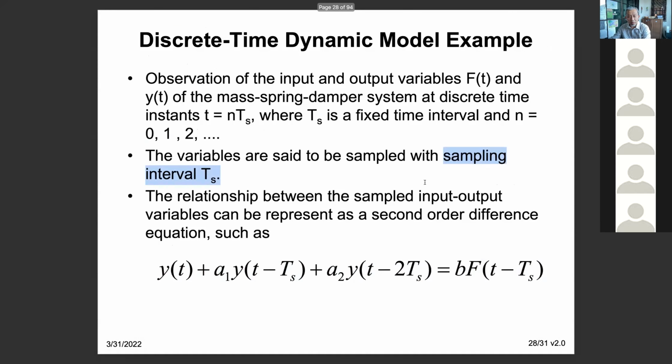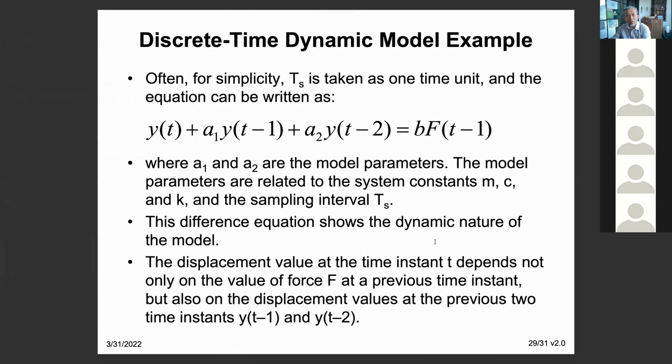So we must be careful with this discrete form. We must choose the right sampling time, Ts, so that we can get a very accurate difference equation to represent the model. For simplicity, usually the sampling time is taken as one time unit and can be written like this: t-1, t-2, and so on. a1 and a2 are the model parameters under investigation, provided that the system constants M, C, and K are known, plus the sampling time as well. The difference equation shows the dynamic nature of the model, so the displacement value at time instant t depends not only on the value of the force at the previous time instant, but also on the displacement values of the previous two time instants, which are y(t-1) and y(t-2).